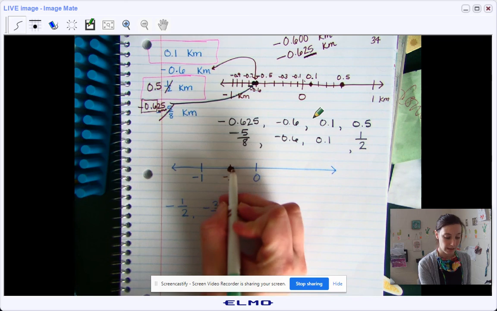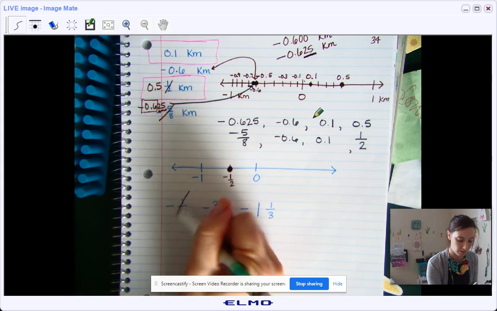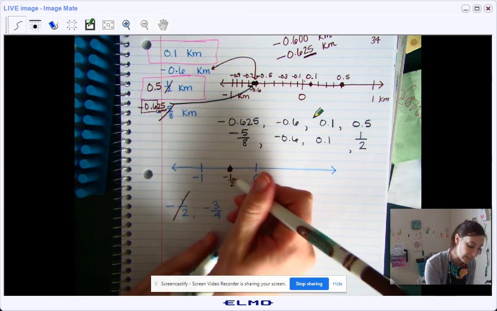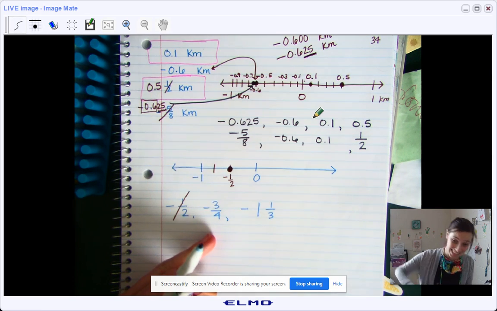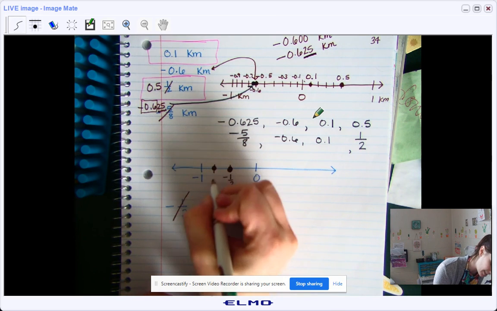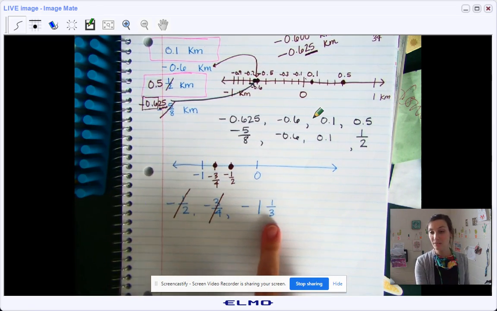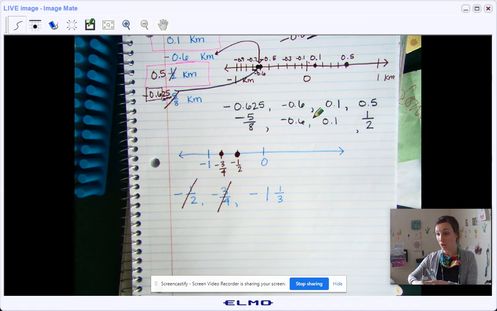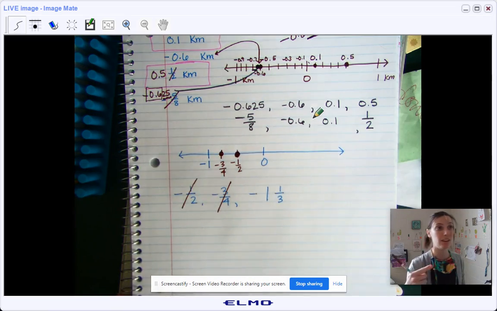So it's not having a whole foot below ground. It's being a 1/2 foot below ground. -3/4 is moving even further towards -1. It's even deeper than -1/2, but it's still not as deep as -1. Now, -1 1/3 is a whole foot below ground plus another 1/3 of a foot deep. So it's moving even farther to the left.